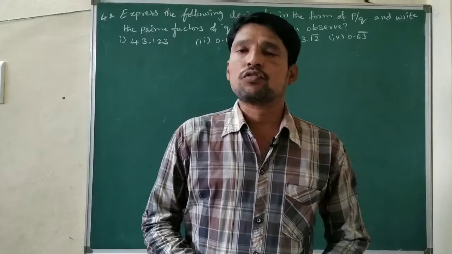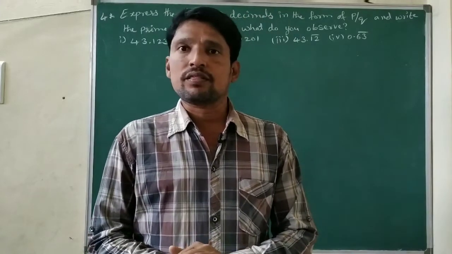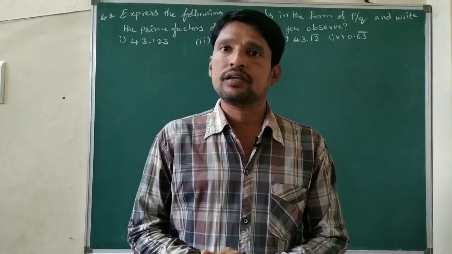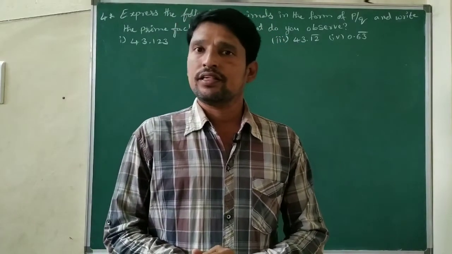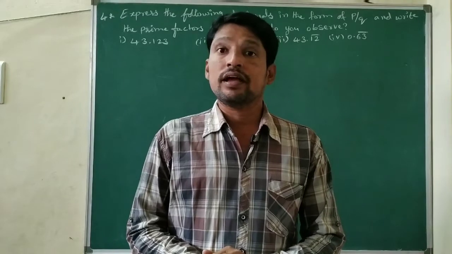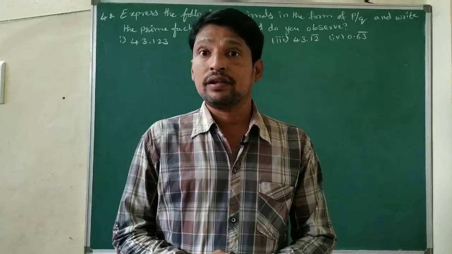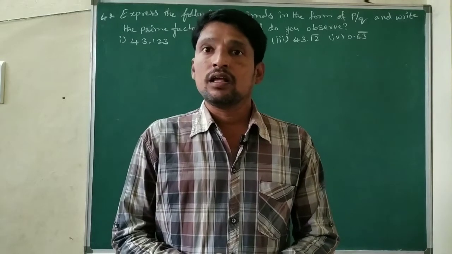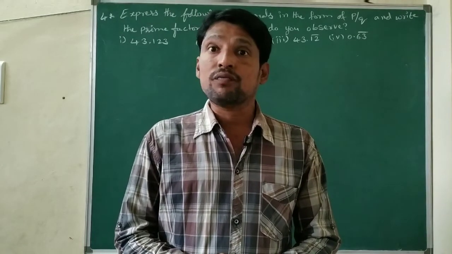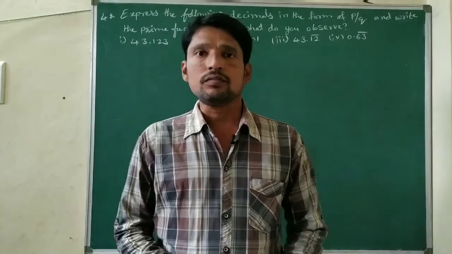In the previous video we have seen how to determine whether given rational numbers are terminating or non-terminating, repeating decimals using theorem 1.4. In this session we are going to discuss whether the given decimals are terminating or non-terminating, repeating decimals, and we can find the prime factors of Q also.